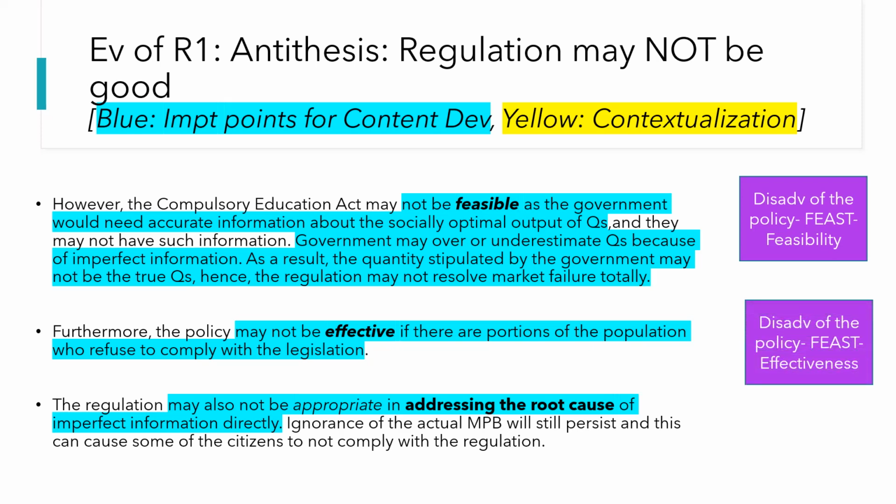Similarly, the policy could be ineffective, because if the population refuses to comply, the effectiveness is much hindered. Lastly, we can look at whether it helps to target the root cause. We have identified in question A that there are 2 causes of market failure. In this case, the regulation does not address the root cause of imperfect information directly, so that's why it could be deemed as a con.